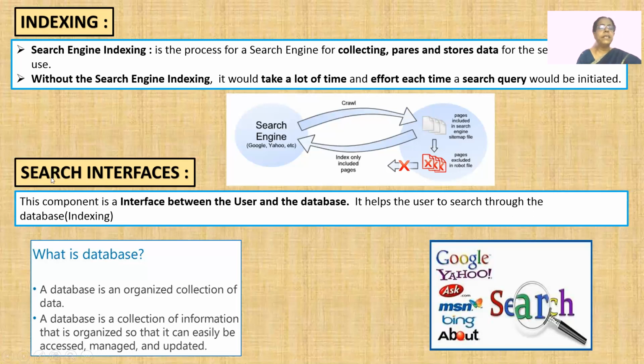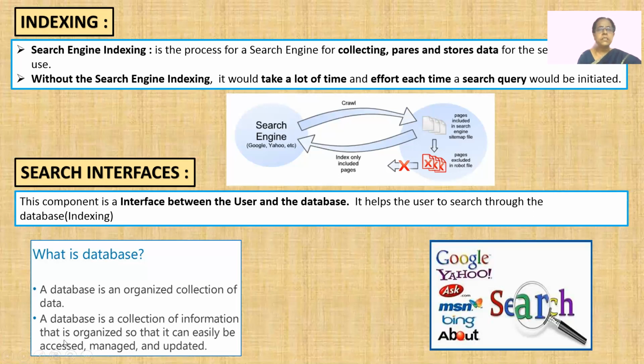And the next function is the search interface. The search interface is like instructions given by the user to the computer. It's an interface between the user and the database. It helps the user to search through the database. That is the indexing. Whatever is stored in the database starts coming out as an indexing.